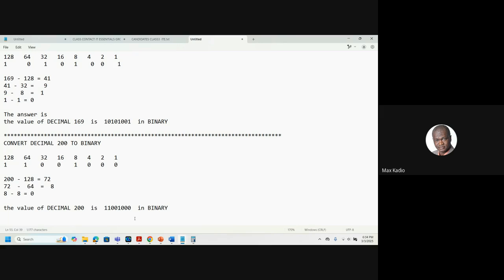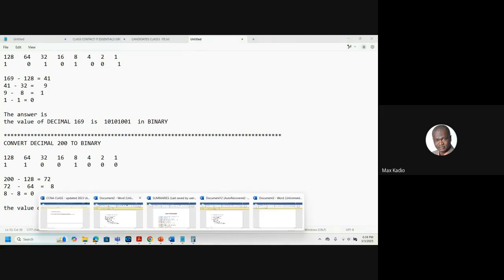Okay, what else can we do? The last part of chapter 5 is now to convert binary into hexadecimal. For that, it's very simple. I'll show you now.